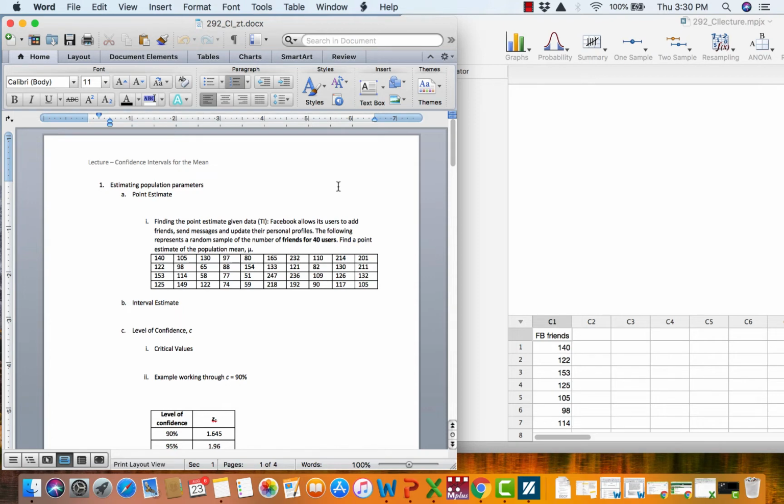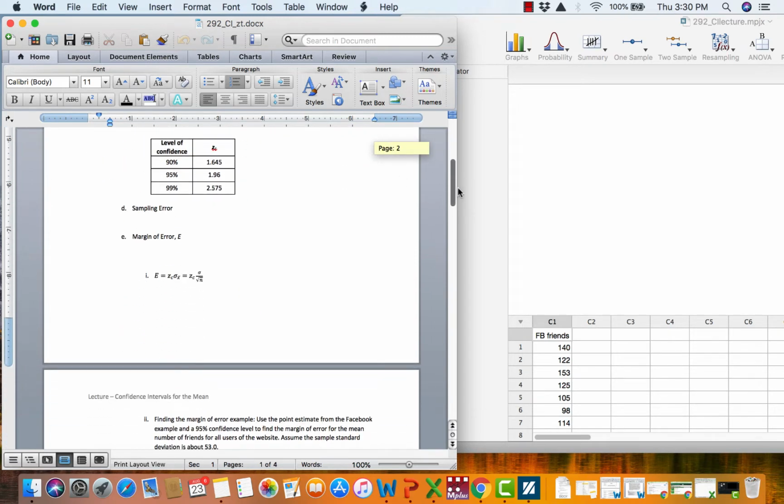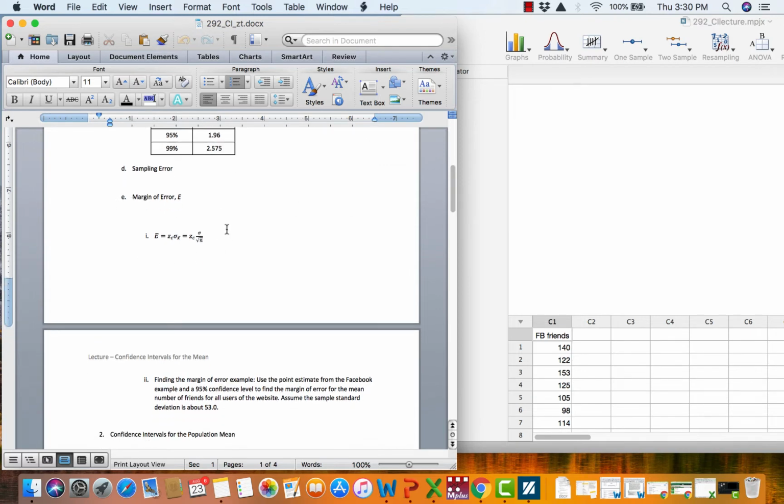So for example, we may not know the population mean mu, and we want to estimate where mu might be. And so what we're going to do is go take a sample, and we're going to build a fence around this sample. Let's scroll down here for a second and take a look at E, margin of error. The width of the fence is referred to as the margin of error.